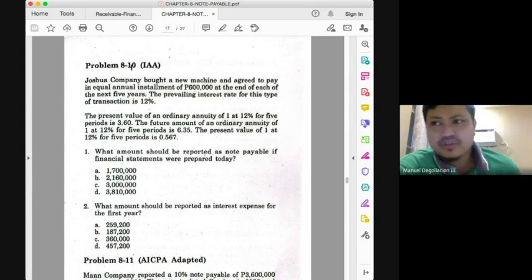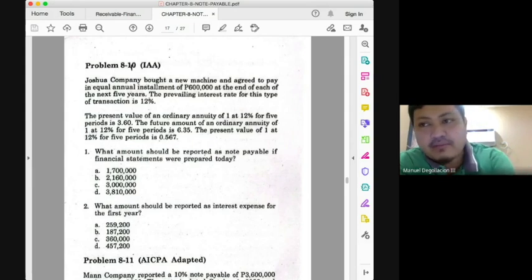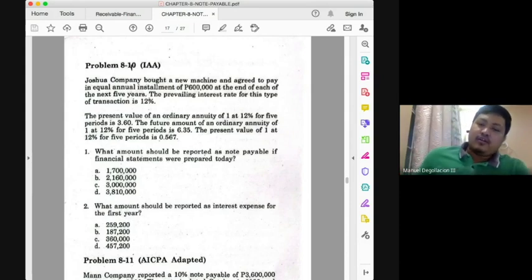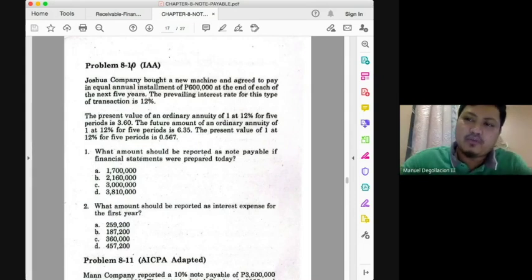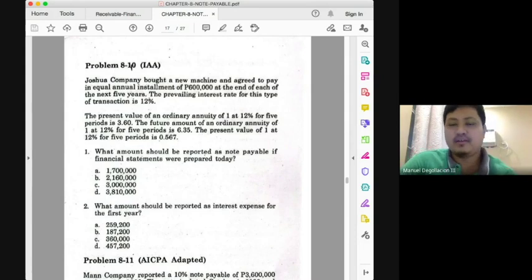And the third common question here would be the subsequent carrying amount of your notes payable. The balance of your notes payable will not remain constant. In most cases, the balance for subsequent periods will not be the same as the initial carrying amount. And that is why problems will be asking for your subsequent measurement of your notes payable. Basically, the problems will revolve around those questions.